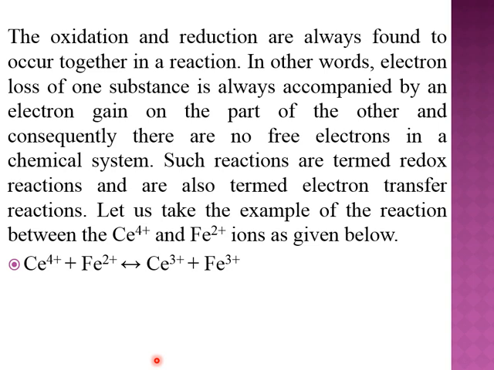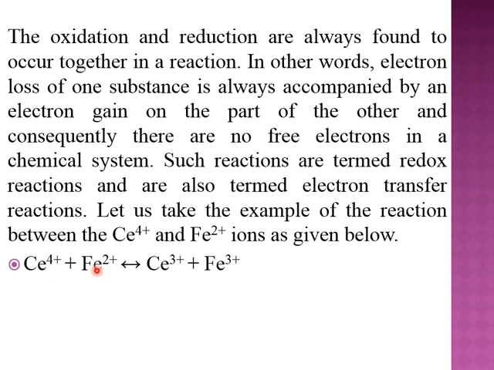Oxidation and reduction always occur together. If there is oxidation, there is reduction; if there is reduction, there is oxidation, because there is no free electron in the chemical equation. When a substance loses electrons, there must be another substance that gains these electrons. Such reactions are termed redox reactions, also termed electron transfer reactions.